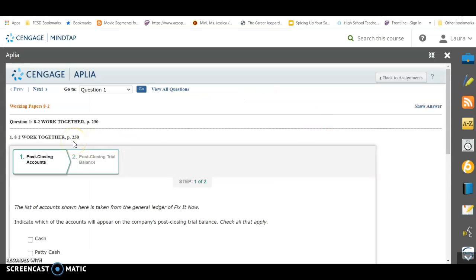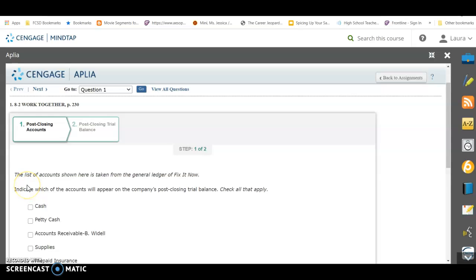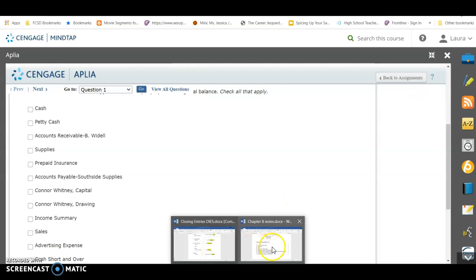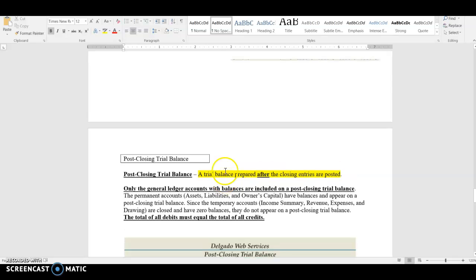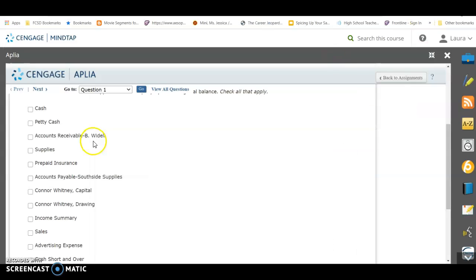This is the 8-2 work together problem, and you notice there are two steps. The first step says the list of accounts shown here is taken from the Fix-It Now company. Indicate which accounts will appear on the company's post-closing trial balance. Check all that apply. We just learned from our notes that the post-closing trial balance consists of the assets, liabilities, and owner's equity. So those are the ones that we are going to check. We are checking all of our assets, our liability, and our capital account.